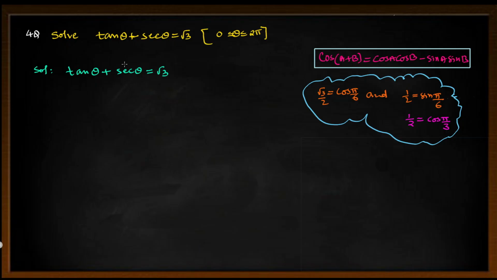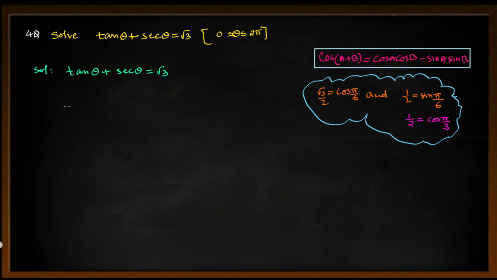Fourth problem. Solve the equation tan theta plus secant theta equals root 3. We have to convert the given equation in terms of sine and cos. The given equation is tan theta plus secant theta equals root 3, and theta lies between 0 to 2 pi, meaning 360 degrees.